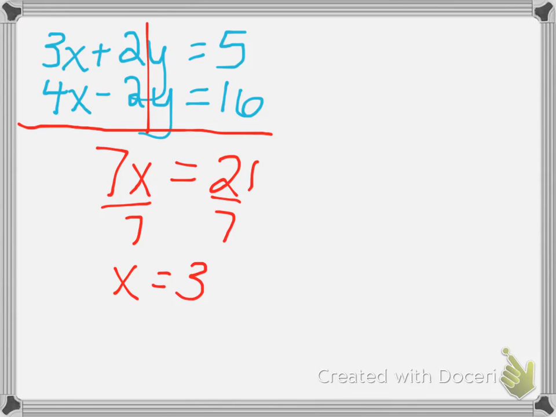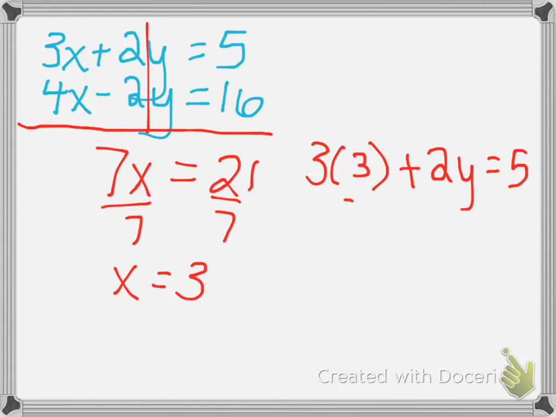Once you get the first variable, then you have to take the 3 and plug it back into either the top or the bottom equation. I'm going to use the top equation. So you have 3 times 3. Remember, you're replacing the variable. It's equal to plus 2y equals 5. It doesn't matter which equation you plug it into, you just need to make sure you plug it into one. So you have 9 plus 2y equals 5.